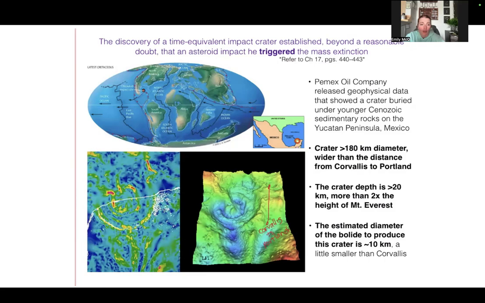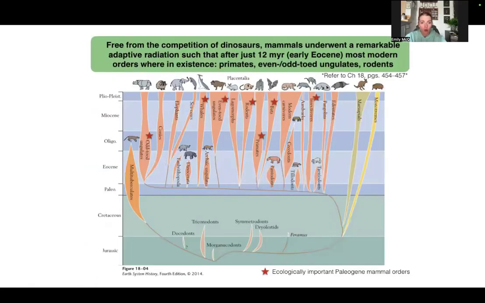This is the Chicxulub crater. Here it is. Yucatan Peninsula, that's what it is. Good Lord, I couldn't figure it out. It's the Yucatan Peninsula. We're going to keep going though, because I want to talk mammals.